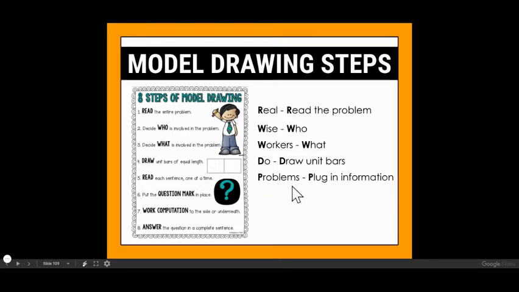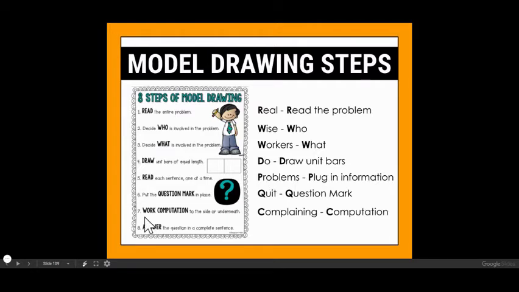Just like the past couple days when we would read sentence by sentence and then plug those numbers into either our picture or our number bond, we're going to do the same thing with model drawing. So instead of an R for read, I use a P for plug in the information. Next is our Q: put the question mark in place. My saying goes Real Wise Workers Do Problems, Quit, for question mark.